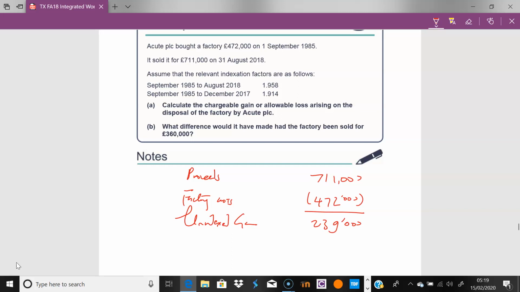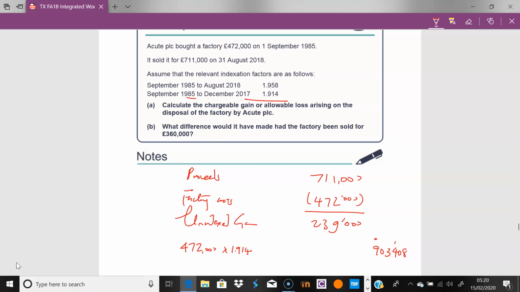So again, what I need to now consider is the factory indexation. You bought this in September 1985, and indexation stops at 2017. So in effect, what we now have is indexation of 472,000 times 1.914. So 472,000 times 1.914 takes us all the way to 903,408.